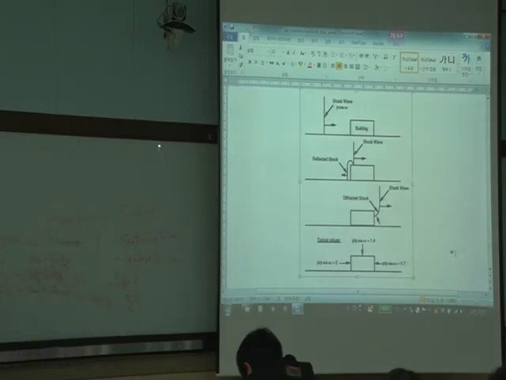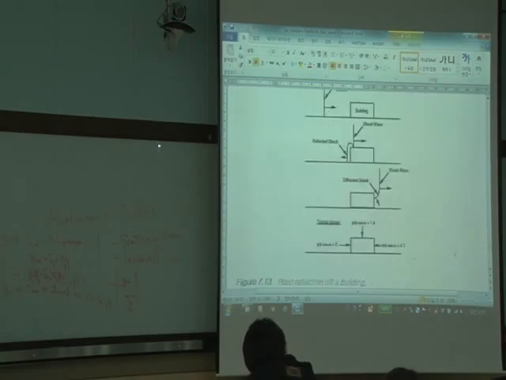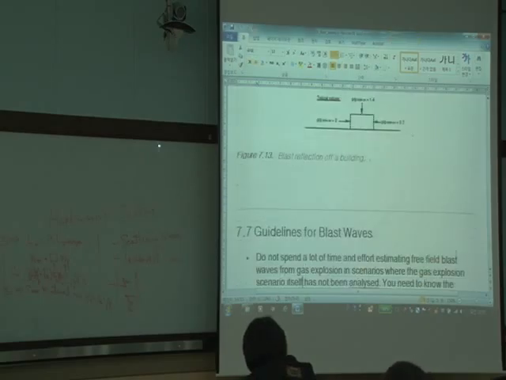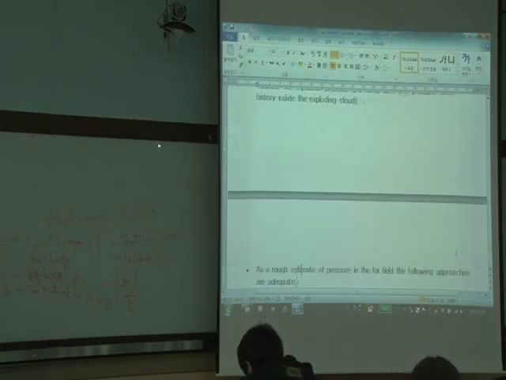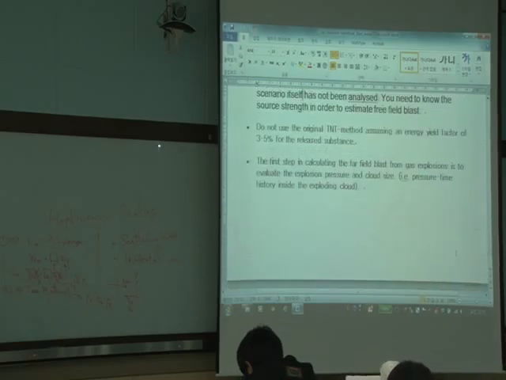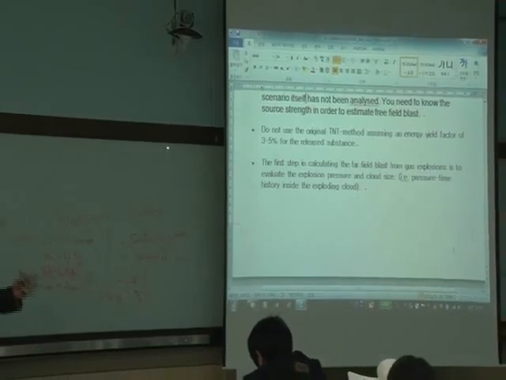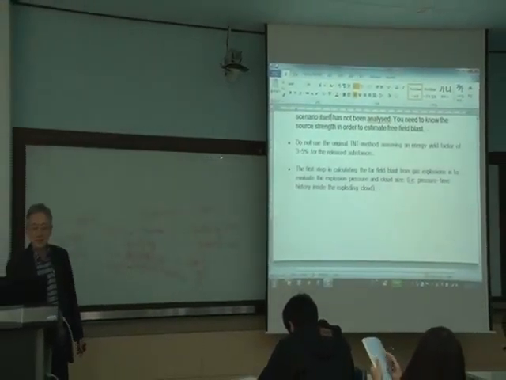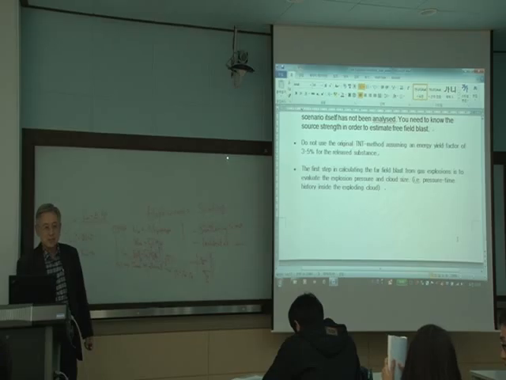Okay, now it's done. And for the guideline, I put in the first paragraph. You know, it looks good, but it says you need to know the source strengths, but you don't know the source strengths. That's a problem.